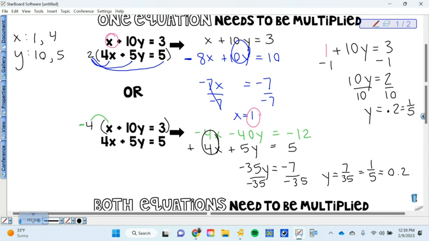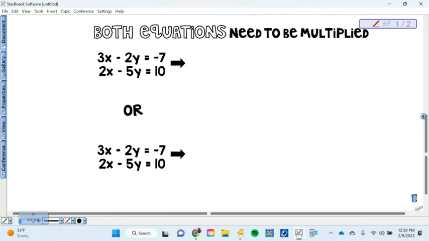Okay, let's look at one other example where we have to multiply both equations. So yeah, let's start by just looking at coefficients. What's the coefficients of x? 3 and 2. What's the coefficients of y? -2 and -5. Okay. 3 and 2 aren't going to cancel. -2 and -5 are not going to cancel. You could multiply 3 times 4.